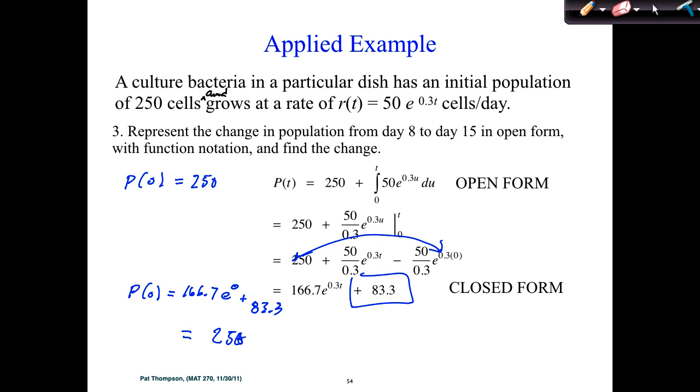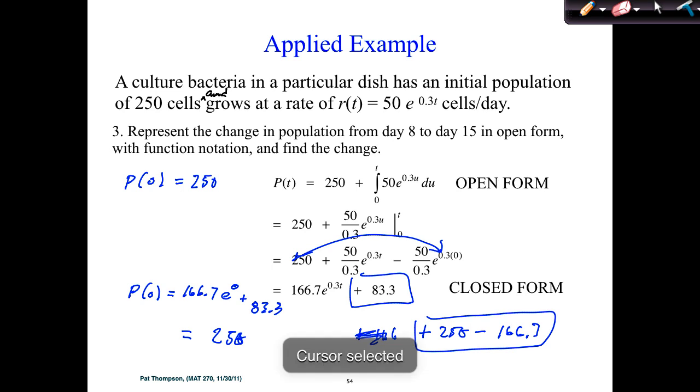Could you factor it out so you can have plus 250 at the end? Yeah, but you'd say plus 250 minus 166.7. That's how you have to do it. That's what the 83.3 is. So you just wouldn't write that, right? You always would simplify as much as you can. Okay, anybody have a question on this? All right, let's finish out the problem and then we'll take the quiz.